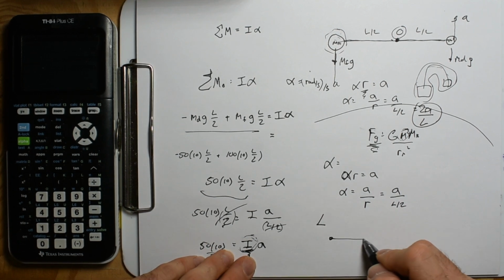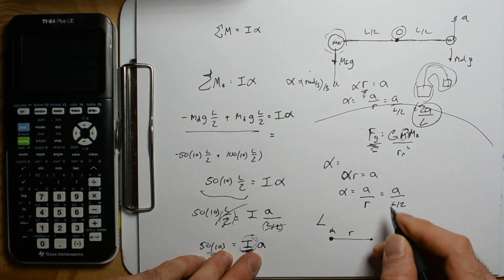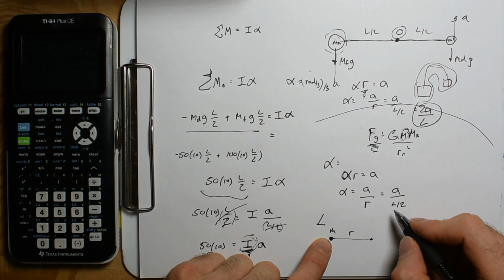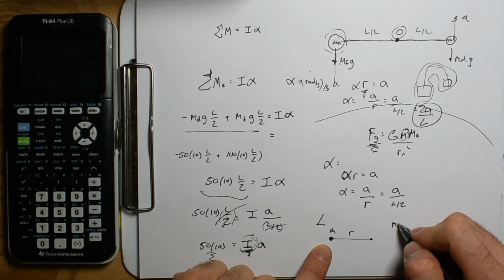So if I do have a point mass that's a distance r away, then the angular momentum of this is going to be the mass, velocity.